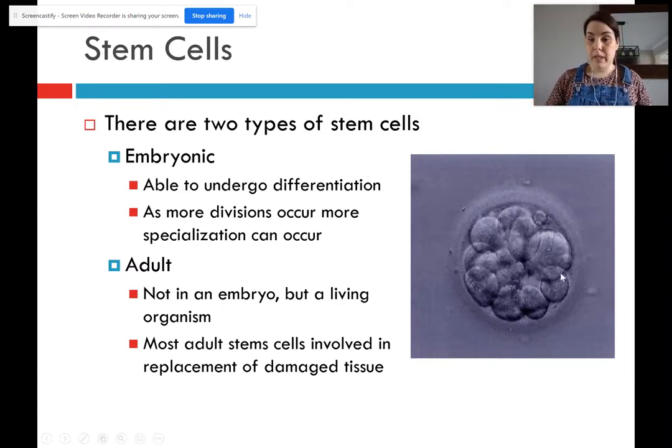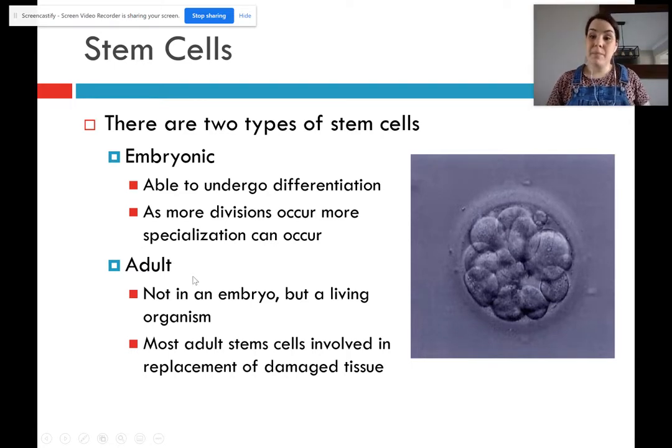So here's a simple picture of what we would look like pretty soon after sperm meets egg. We can see all these cells. These would all be embryonic stem cells. They're all unspecialized yet because they haven't undergone differentiation yet. They don't look like a neuron or a skin cell or a bone cell or a muscle cell yet. They're still all in their unspecialized forms. Okay.